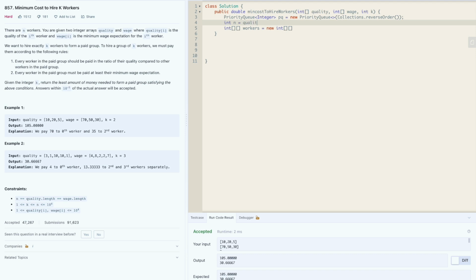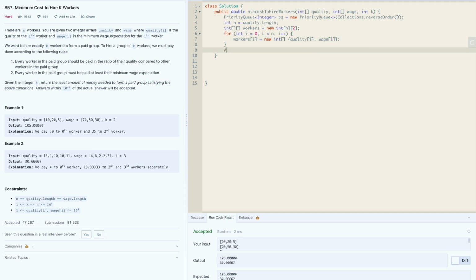First let me get the dimension. So here we'll have a size n of 2, and for each worker, we're just populating the workers array. So workers[i] will be equal to a new int array of quality and wage.